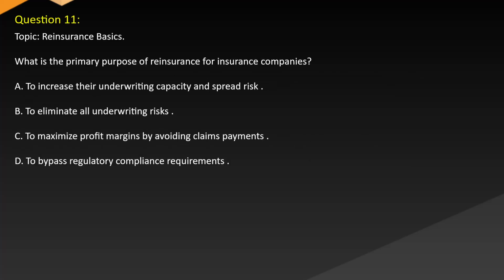Question 11. Topic: Reinsurance basics. What is the primary purpose of reinsurance for insurance companies? A. To increase their underwriting capacity and spread risk. B. To eliminate all underwriting risks. C. To maximize profit margins by avoiding claims payments. D. To bypass regulatory compliance requirements.